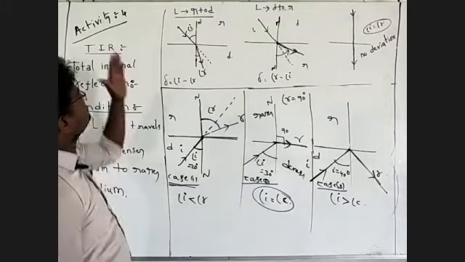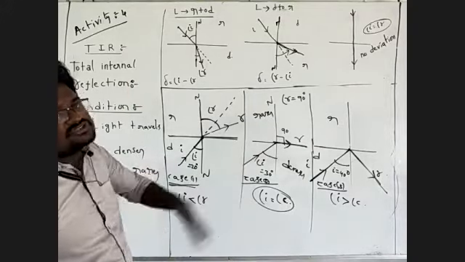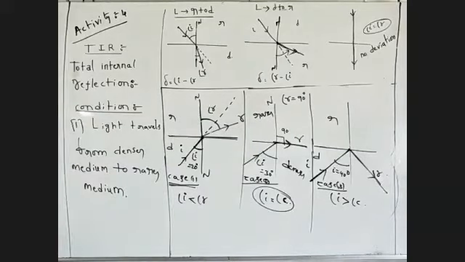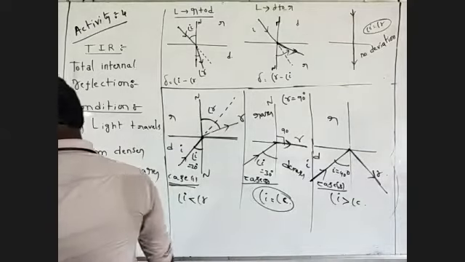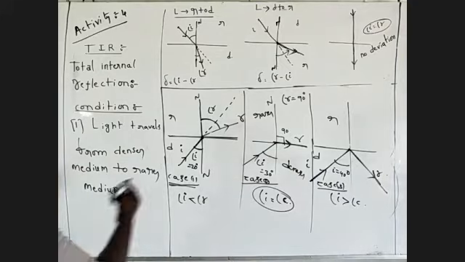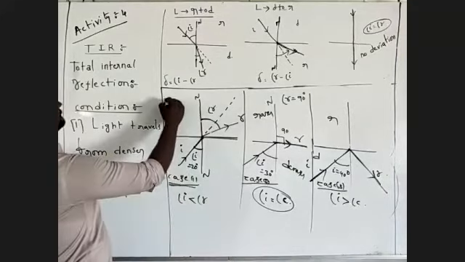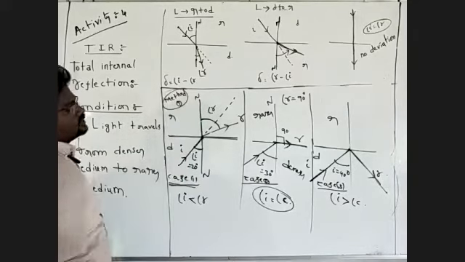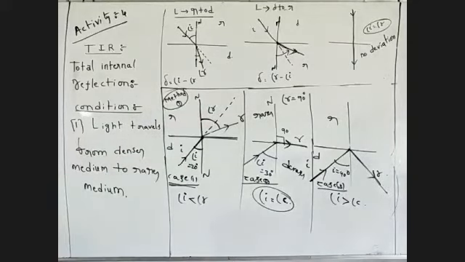Mirage. This is the concept. An application of total internal reflection is the mirage. I'm going to explain the mirage once again. This is the first method. Method one. Next, I'm going to explain method two.